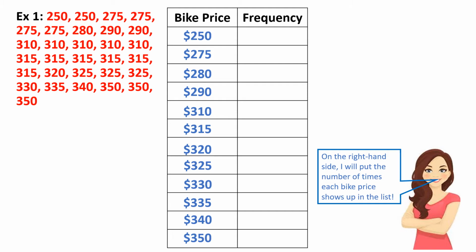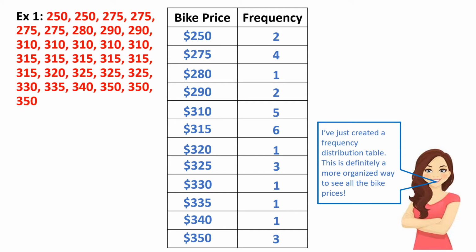I can see that there are two 250s. There are four 275s. There is one 280. There are two 290s. There are five $310 bikes. There are six bikes at $315, one bike at $320, three at $325, one at $330, one at $335, one at $340, and there are three bikes at $350. I've just created a frequency distribution table. This is definitely a way more organized way to see all of the bike prices.